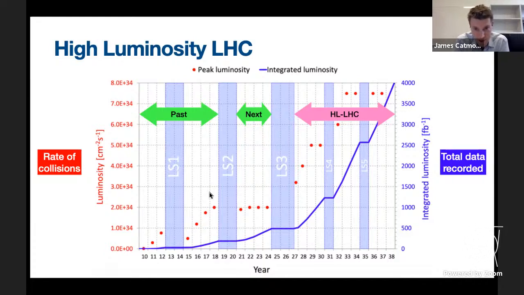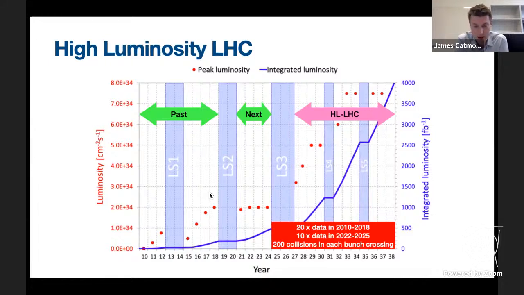And you can see that after this period, these red dots shoot up, meaning that the rate at which the collisions will take place is much higher. And you can see that the slope at which the data is being recorded also shoots up, meaning that we're going to be recording something like 20 times more data than we recorded during the whole of 2010 to 2018, or 10 times more data than we will record in 2022 to 2025. And whereas we have something like 30 to 60 collisions per bunch crossing now, when we have the high luminosity Large Hadron Collider, there will be more than 200 of these collisions in each of the crossings of the bunches. So we're talking about massively more data to process.